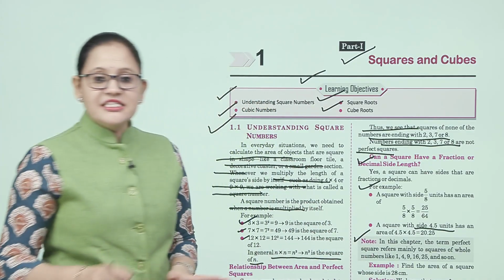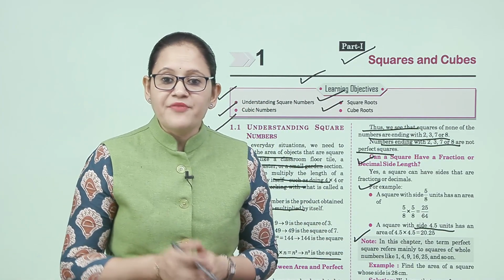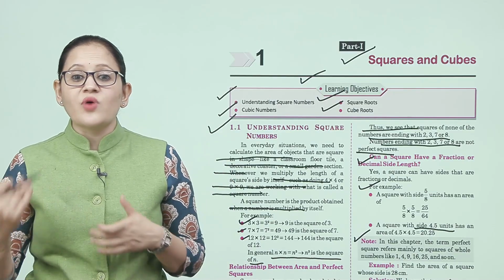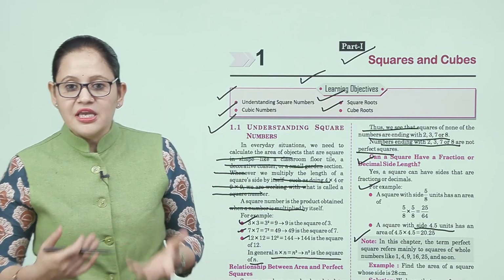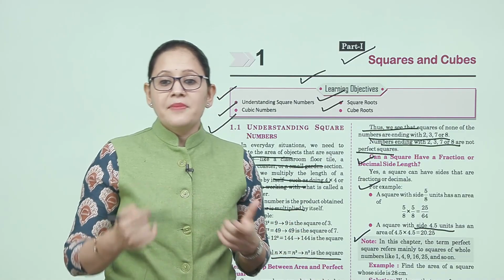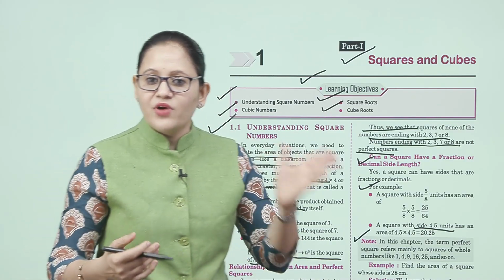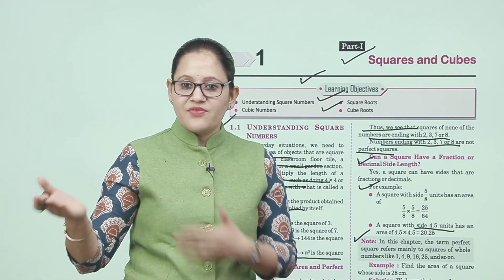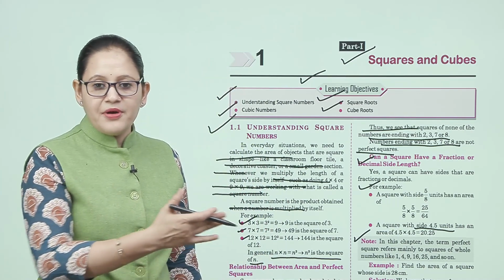Note, in this chapter, the term perfect square refers mainly to the square of whole numbers. So if we say perfect square, mainly we are talking about whole numbers like 1, 4, 9, 16, 25 and so on. These are the perfect square numbers.